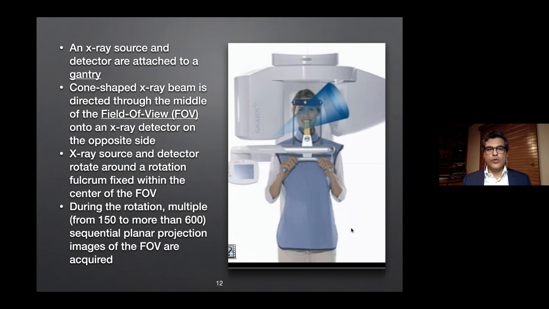And then there's another term that you see here called field of view. I will talk about this later as well, but it is a very important term to remember and keep in mind when we talk about cone beam CT imaging. Field of view refers to the area of interest, or the region of interest, or the part of the patient's anatomy that you want to image. In a single rotation, depending mainly on the selected resolution of the scan, whether it's a high resolution scan or a low resolution scan, anywhere from 150 up to 600 individual images are required during this 360 degree rotation.